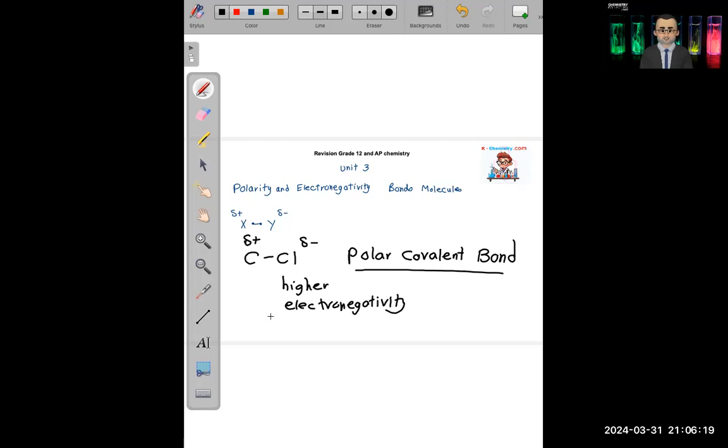If the bond has two similar atoms, like chlorine and chlorine, there is no difference in electronegativity between them. The pull of the electrons from each of the atoms to itself is similar. So the electrons spend the same time with this chlorine as with that chlorine. So there are no partial negative or partial positive charges, and it is called a non-polar covalent bond.